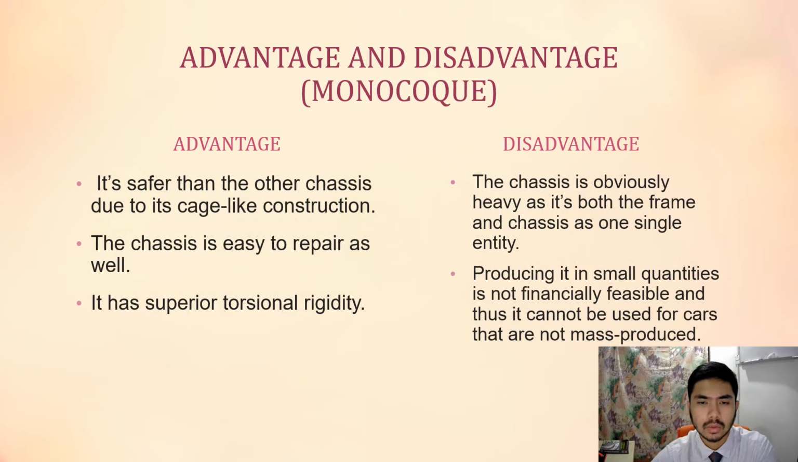Next, these are the advantages and disadvantages for monocoque. The advantage is that it is safer compared to other chassis due to the cage-like construction, it is easy to repair, and it also has superior torsional rigidity. The disadvantage is that this chassis is kind of heavy, and it is not easily mass produced.